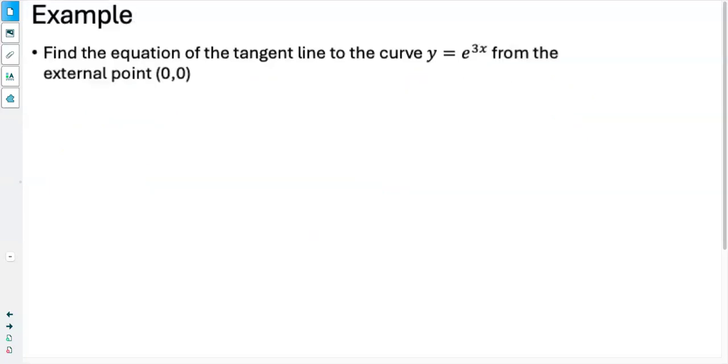Okay, so we'll do one last example, and that is find the equation of a tangent line to the curve y equals e to 3x from the external point 0, 0. So first thing I'll do is find out the slope of our tangent line, or the general equation of it. So we have y prime would just be our derivative of e to 3x, which is e to 3x, times the derivative of 3x. So our slope equation is 3 times e to 3x.